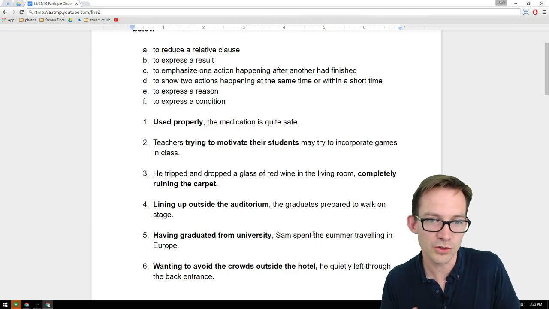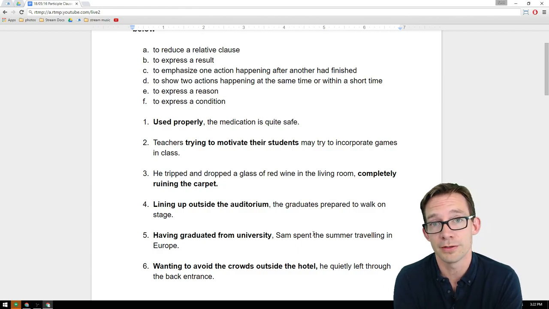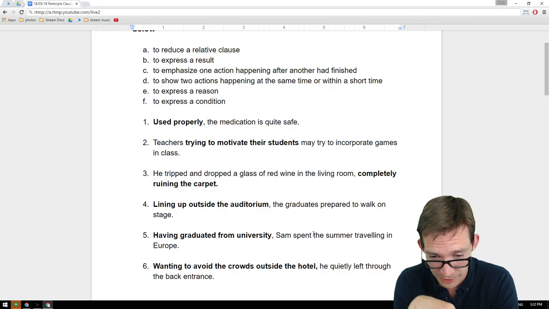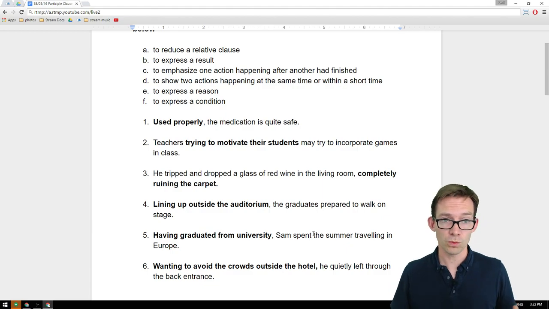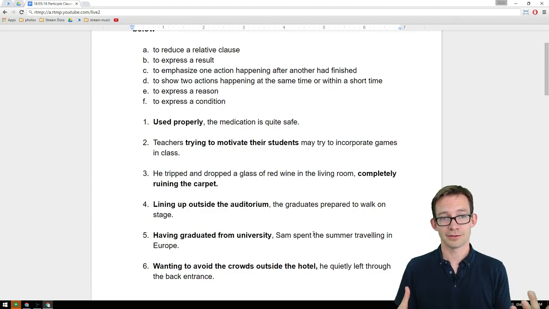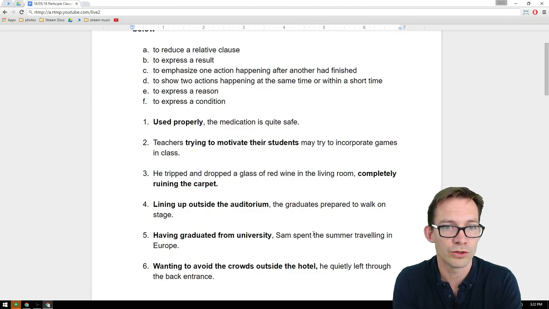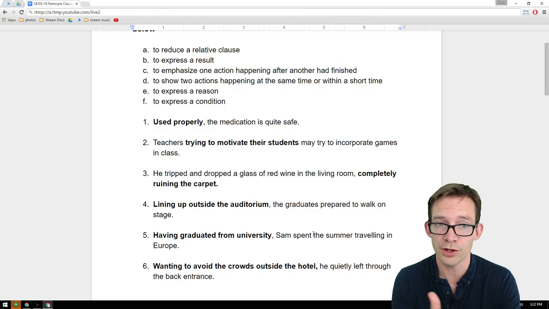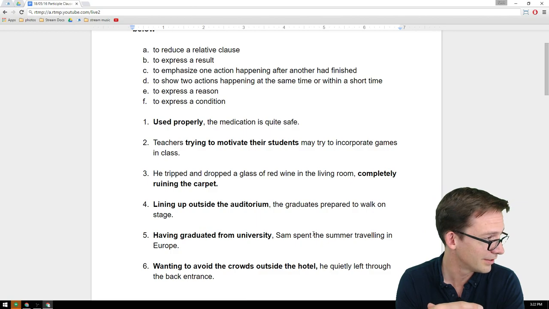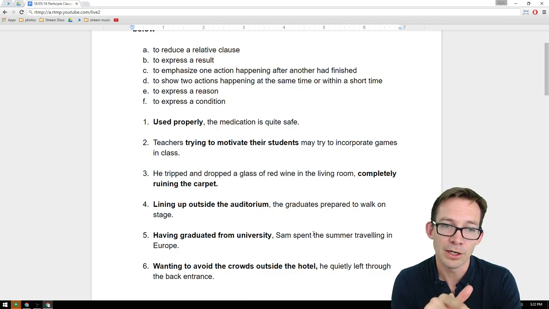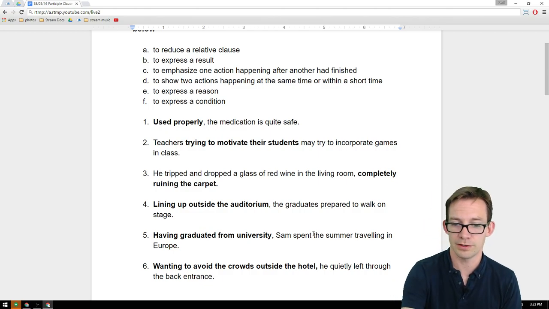So, this is what we're doing. I've given you at the top of the screen, you've got the six functions of the participle clause that we've talked about, okay? And below it, you've got six sentences. So all you have to do is match a letter with a number. All right, so if you look at the letters, it says to reduce a relative clause, to express result, to emphasize one action happening after another. These are all the functions that we've talked about, yeah? And below, number one, it says used properly, the medication is quite safe.